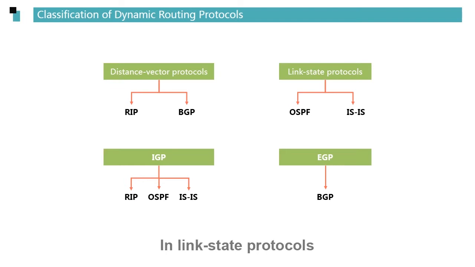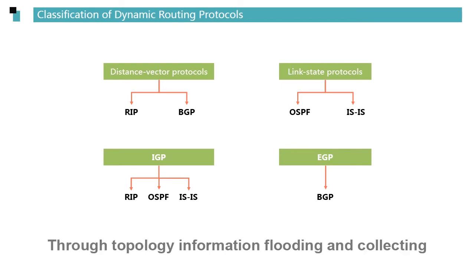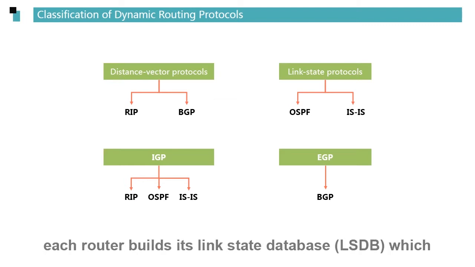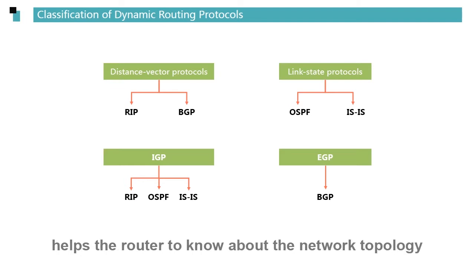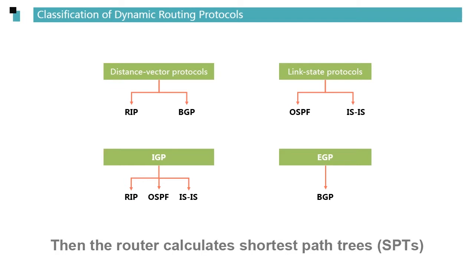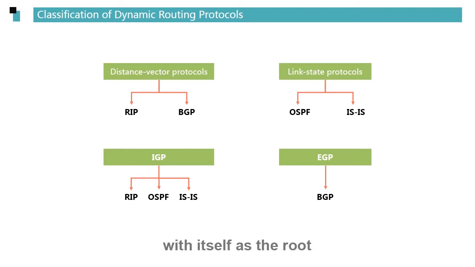In link-state protocols, what routers exchange are not routes, but topology information. Through topology information flooding and collecting, each router builds its link-state database, LSDB, which helps the router to know about the network topology. Then the router calculates shortest path trees, SPTs, with itself as the root.